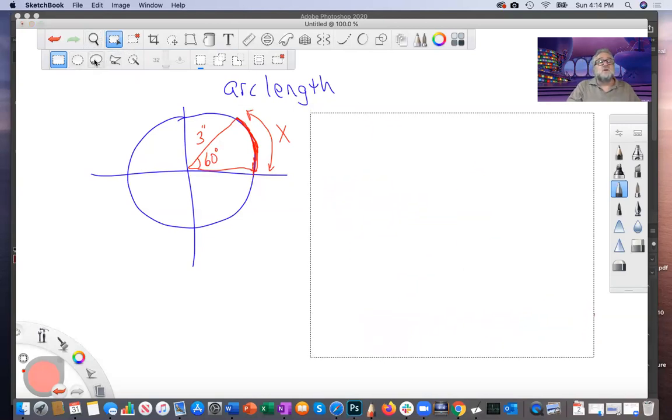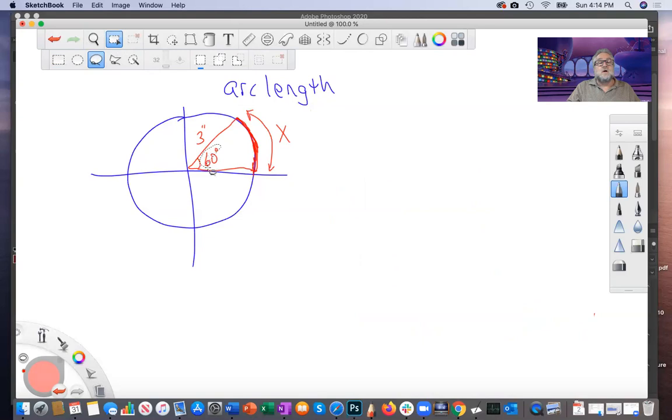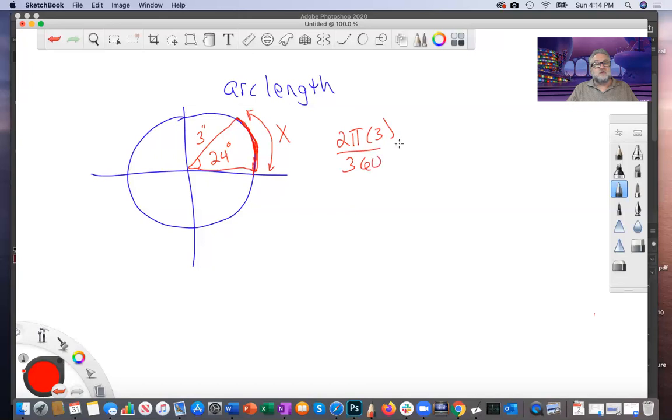What if I'm not at 60 degrees? We'll leave the radius the same, but I'm at 24 degrees. So now I would say 2 pi r over 360 equals x over 24. Hey, wait a minute. Can I write it as 24 over x? Because these are kind of the same thing.